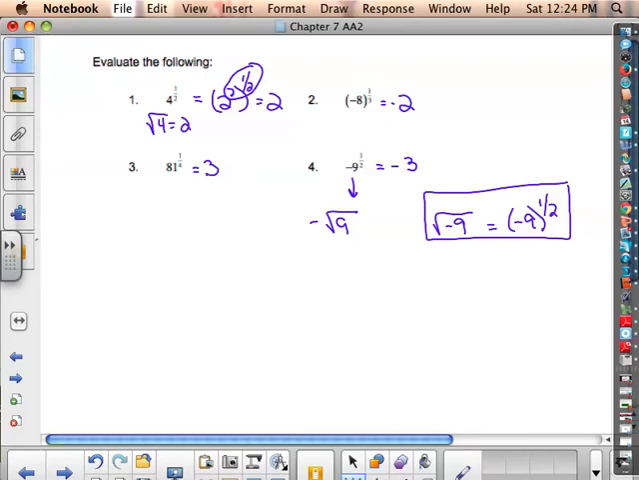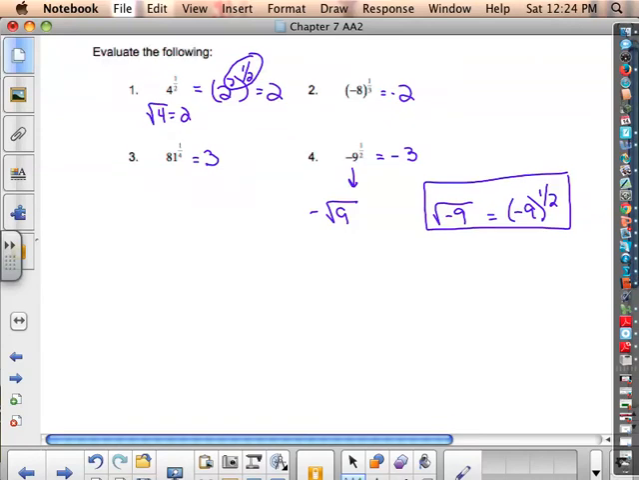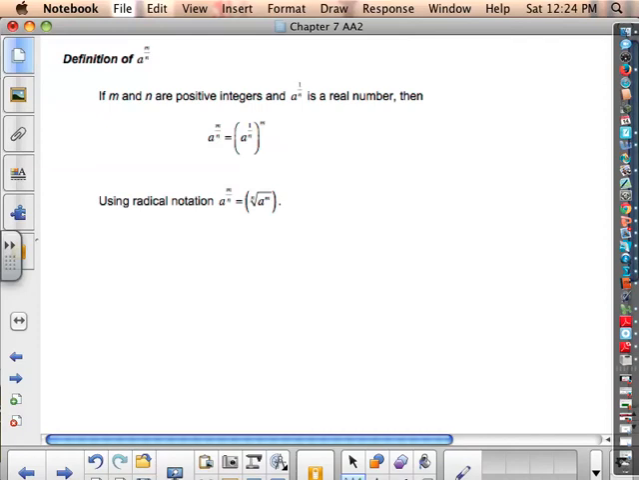So now let's take a look at these rules. Like I said, you already know these, so it's not going to be anything new. It's just introducing the idea that they're rational exponents. So definition of a raised to the m over n. If m and n are positive integers and a to the 1 over n is real, then a to the m over n becomes this power to a power. Power raised to a power. And of course, you know that that is multiplication.